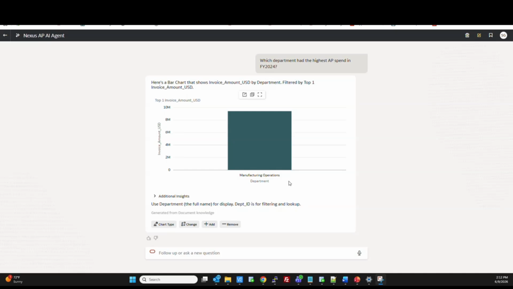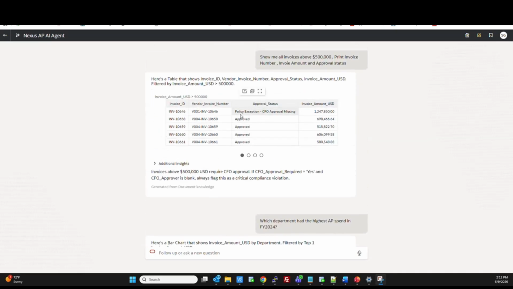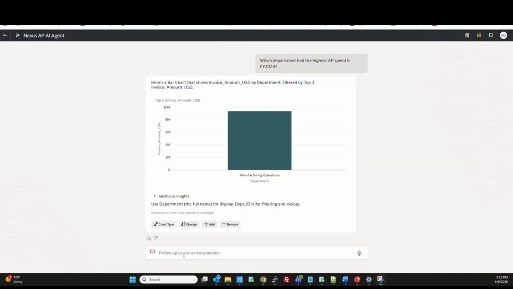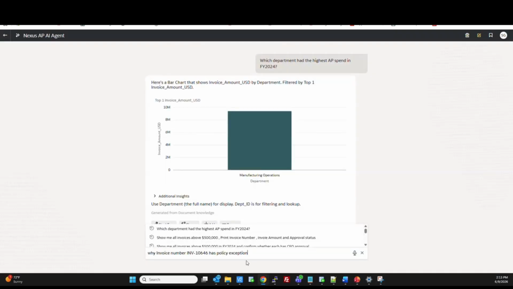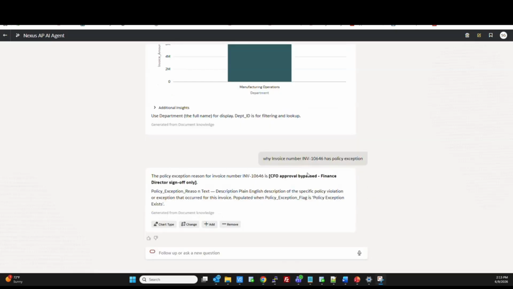Now, let me go back to the previous question where we had this compliance issue. As you can see, invoice 10646 has a compliance issue. Let me ask about the compliance issue. Why does invoice number 10646 have a policy exception? The answer to this question is not in our dataset, but it is in the knowledge documents. This will help us validate how good the agent is at analyzing knowledge documents and answering questions. So, as you can see, the agent responded. It says the policy exception for invoice number 10646 is that CEO approval was bypassed.